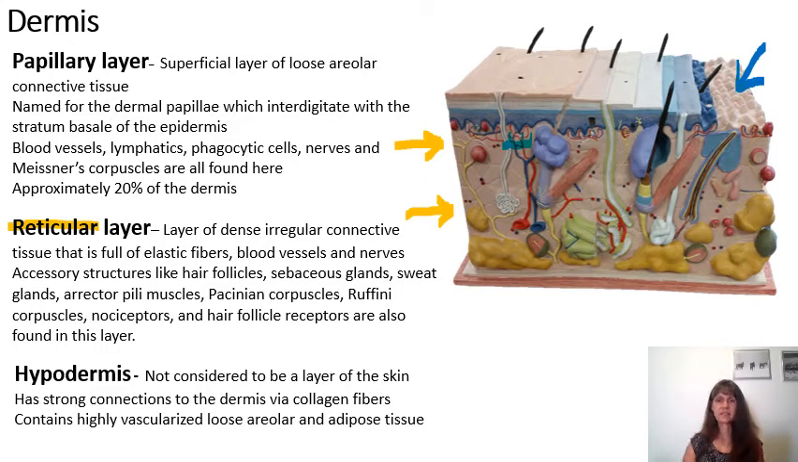And then last but not least, we have the hypodermis. Remember, the hypodermis is not considered a true layer of the integument. It is going to contain mostly adipose connective tissue interspersed with some highly vascularized loose areolar connective tissue, and is strongly connected to the reticular layer of the dermis by way of collagen fibers. You remember that collagen is the most abundant protein in the human body.